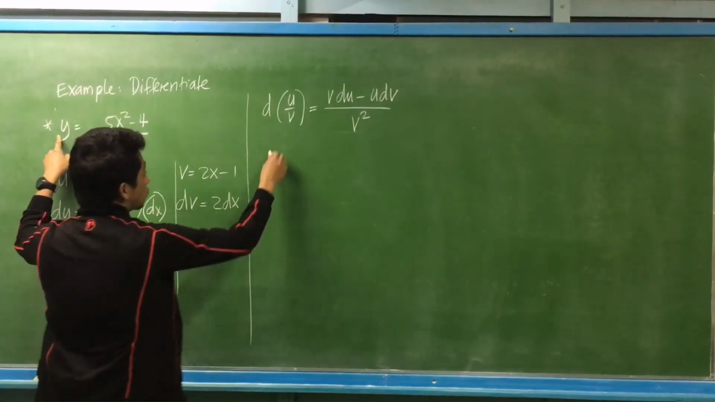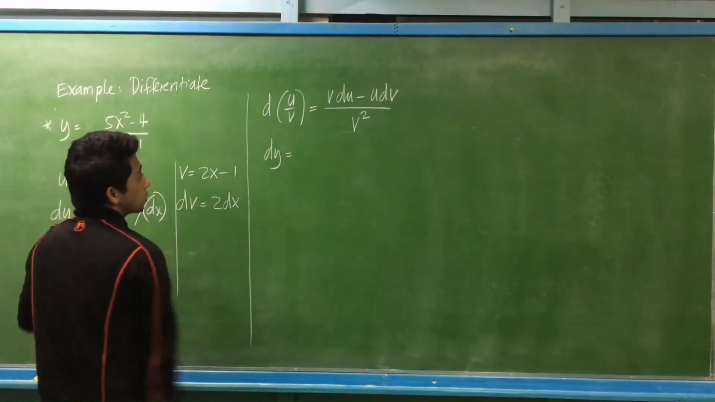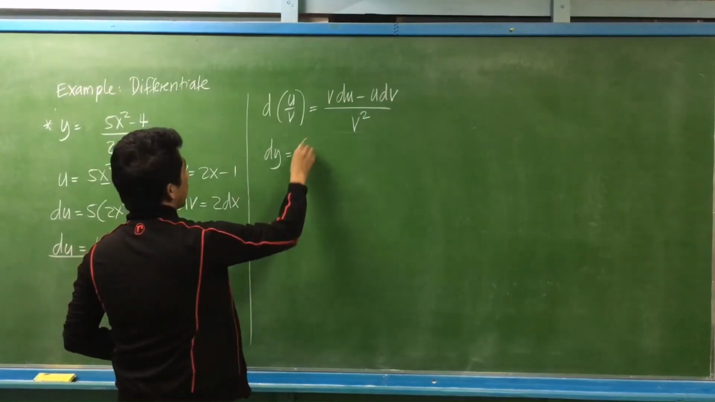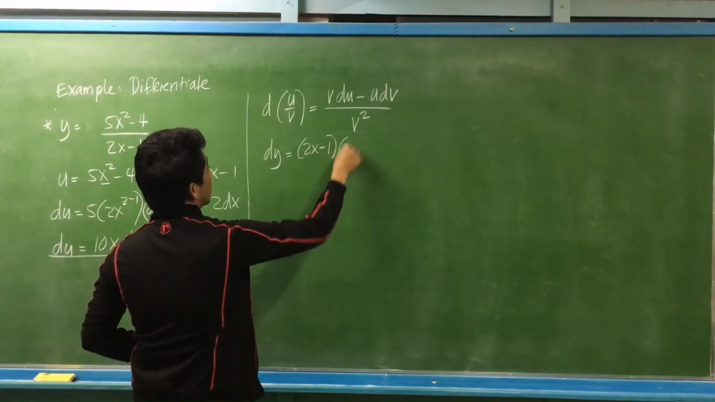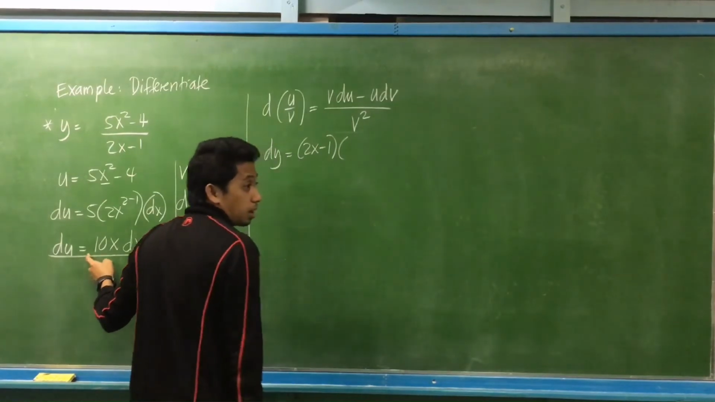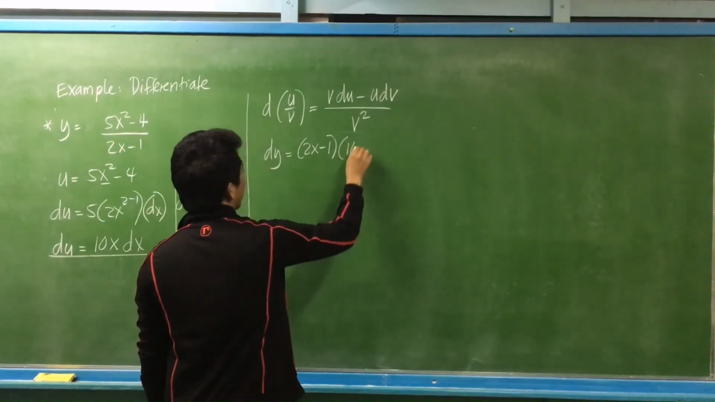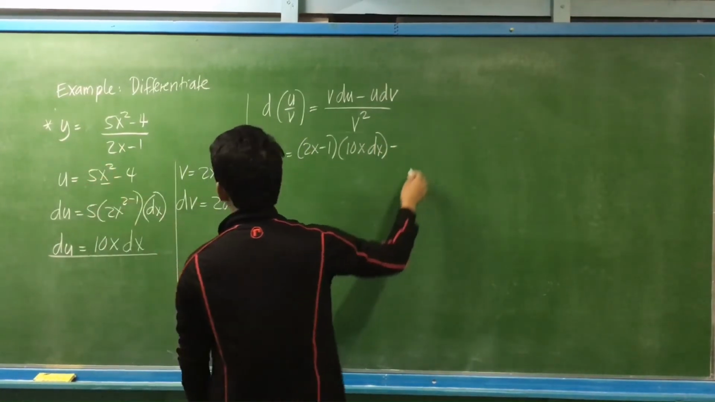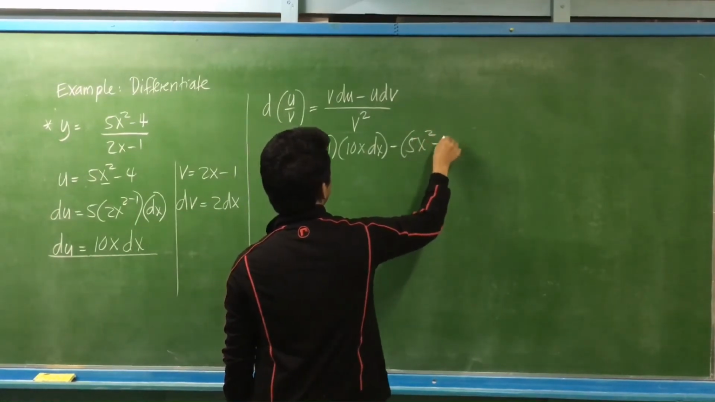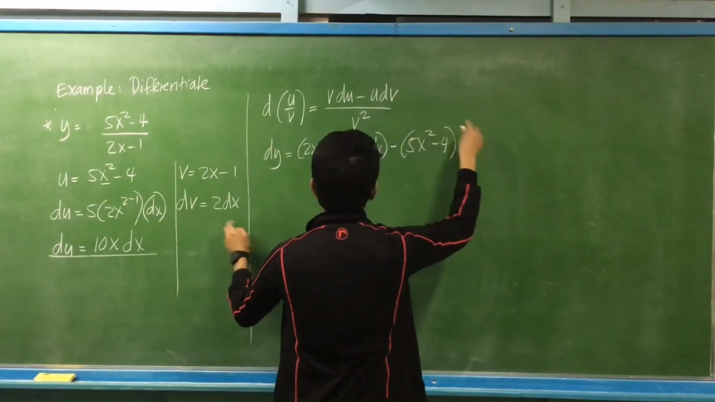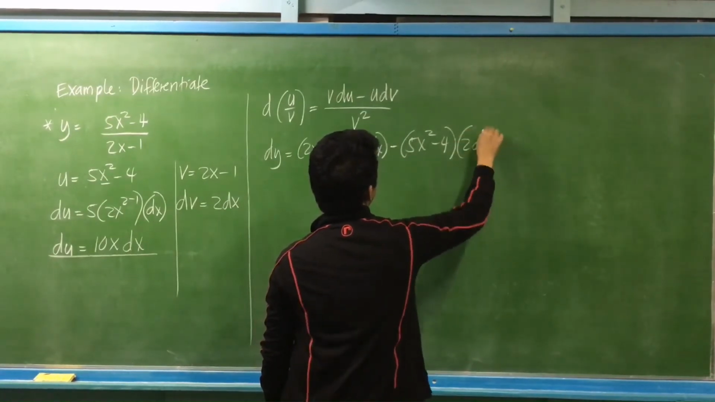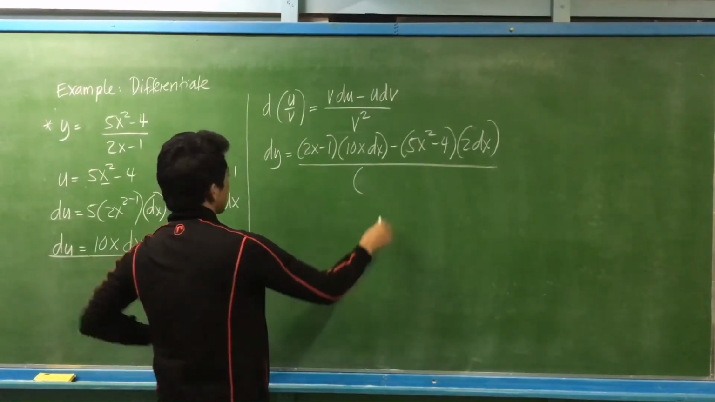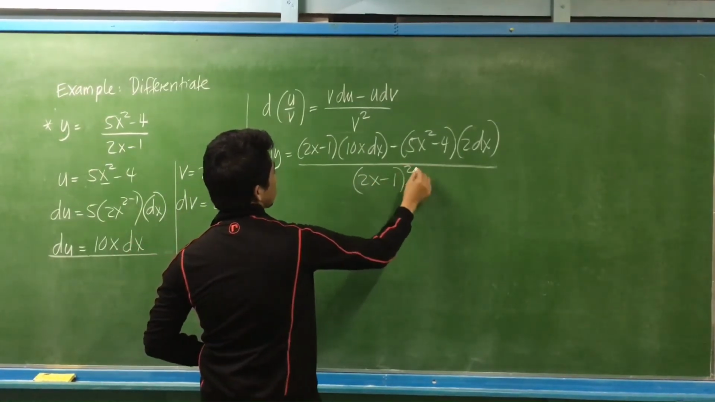So this is the same as dy is now equal to v. What is our denominator? That is 2x minus 1. du, what is the derivative of your numerator? That is 10x dx. Minus your numerator, that is 5x squared minus 4. The derivative of the denominator is 2 dx. All over your denominator, that is (2x minus 1) squared.